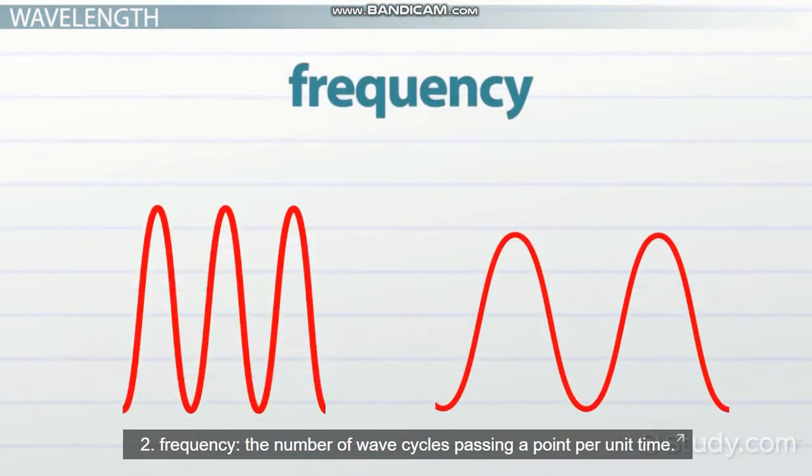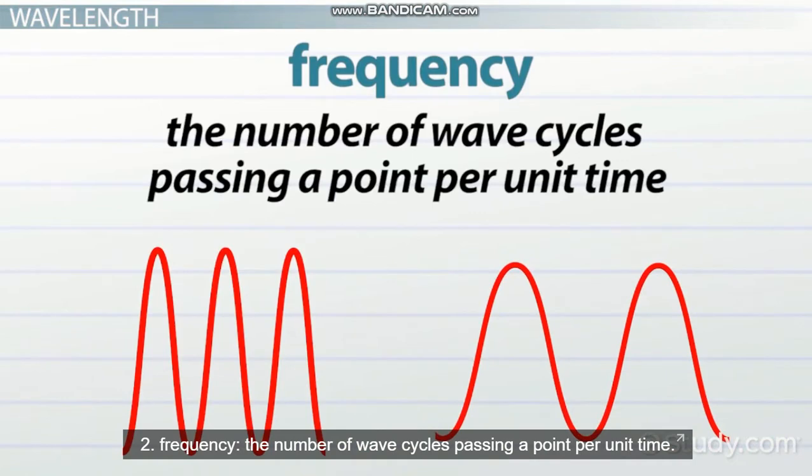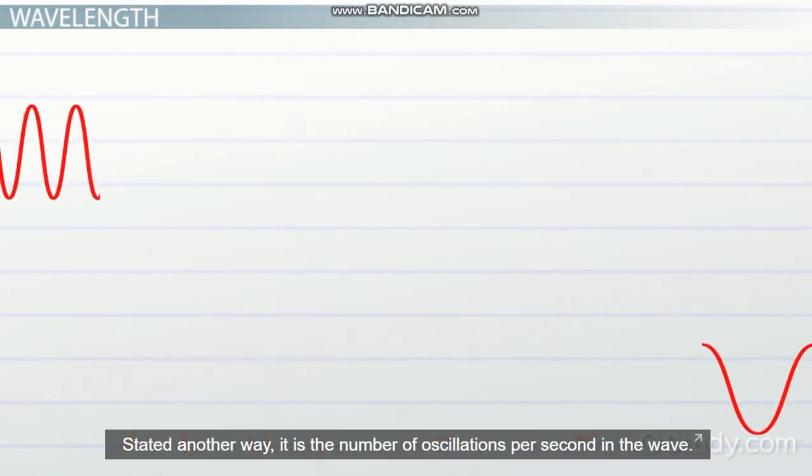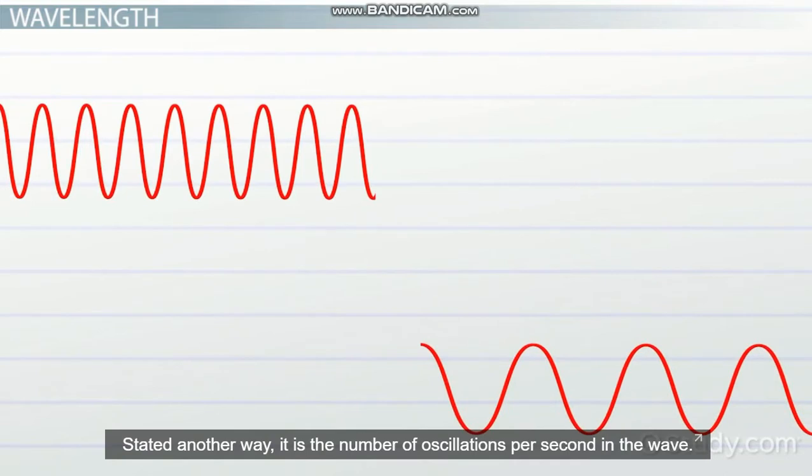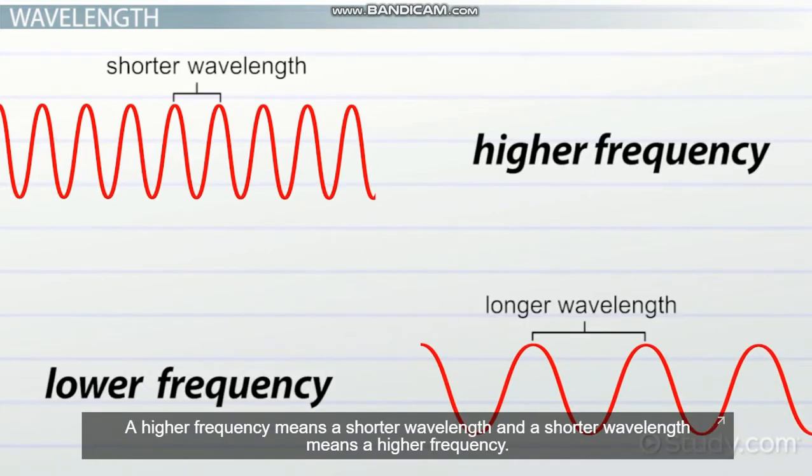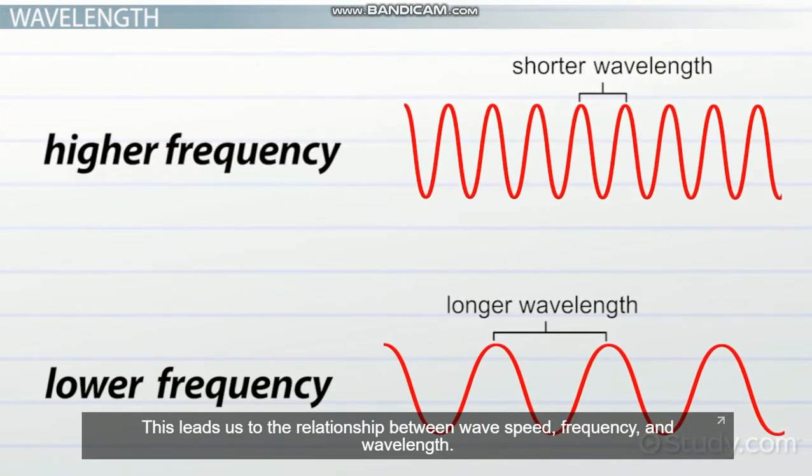Two, frequency, the number of wave cycles passing a point per unit time. Stated another way, it's the number of oscillations per second in the wave. A higher frequency means a shorter wavelength, and a shorter wavelength means a higher frequency. This leads us to the relationship between wave speed, frequency, and wavelength.